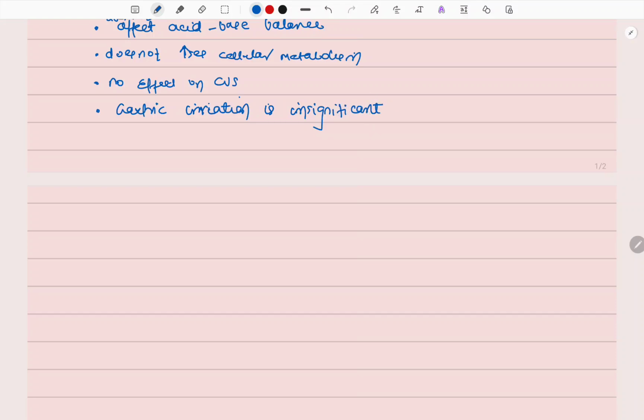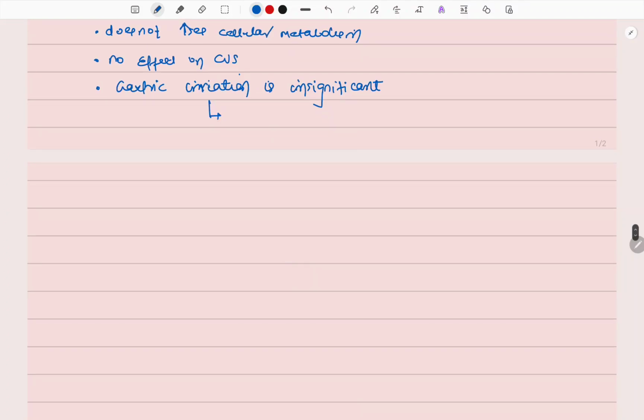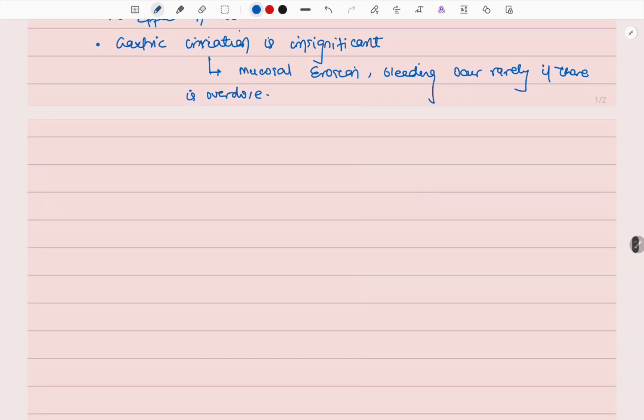But mucosal erosion and bleeding can occur when we take paracetamol in overdose. So you can write also here that gastric irritation is insignificant, but mucosal erosion and bleeding occur rarely if there is overdose. It does not affect platelet function or clotting factor.